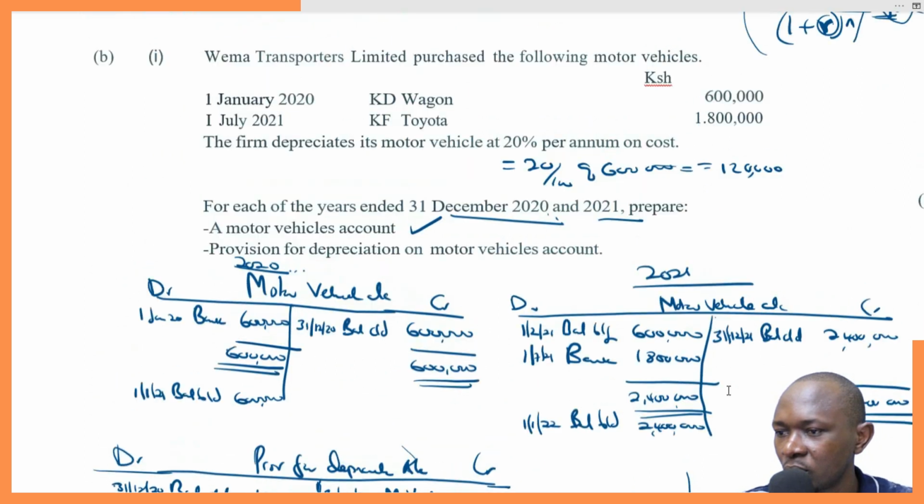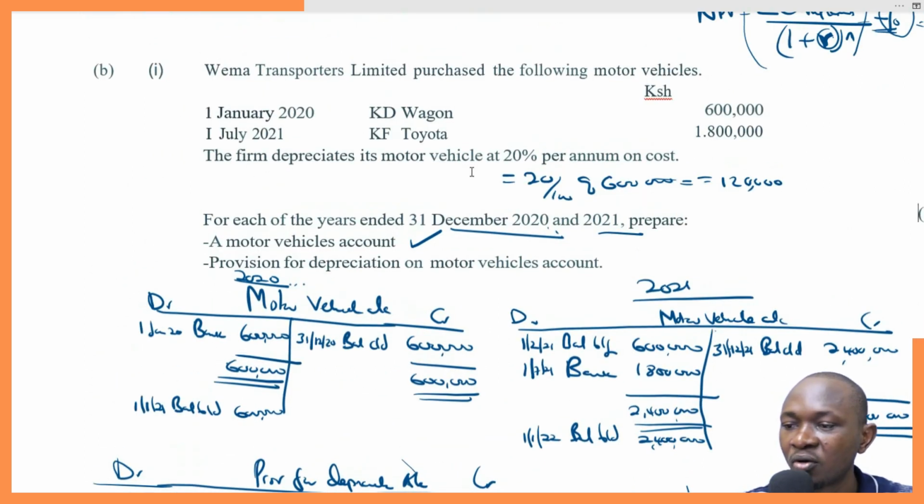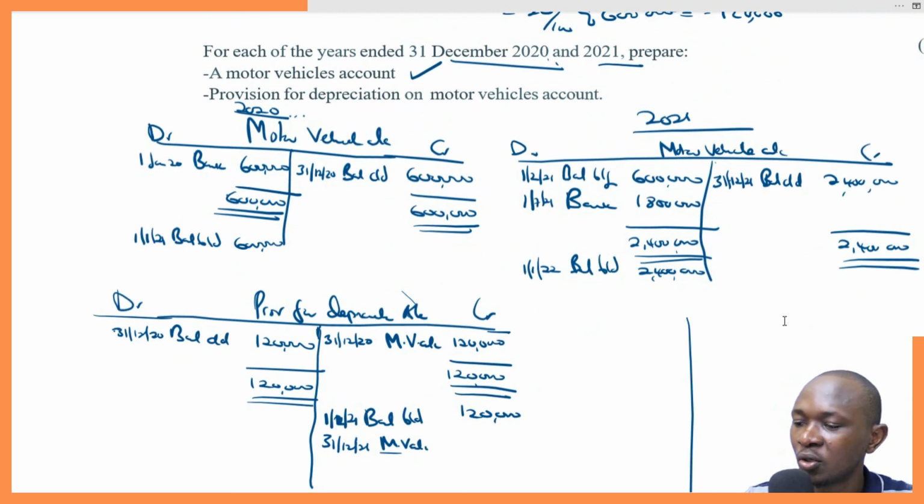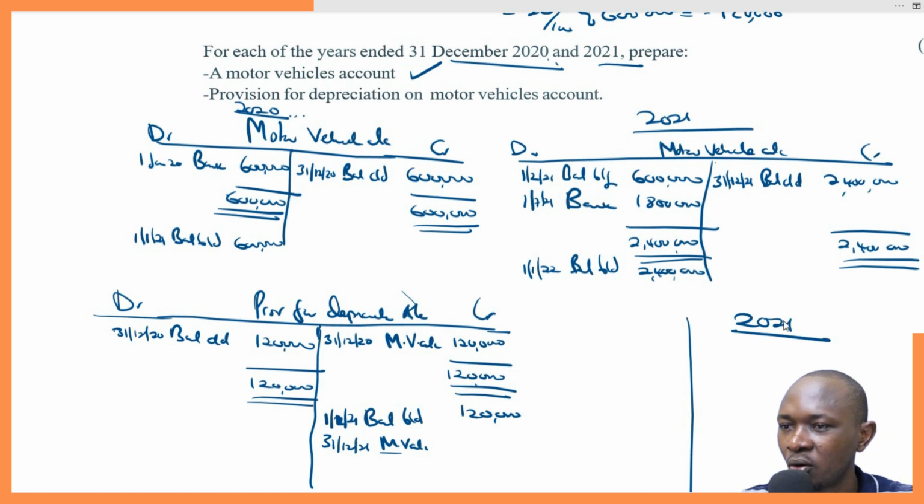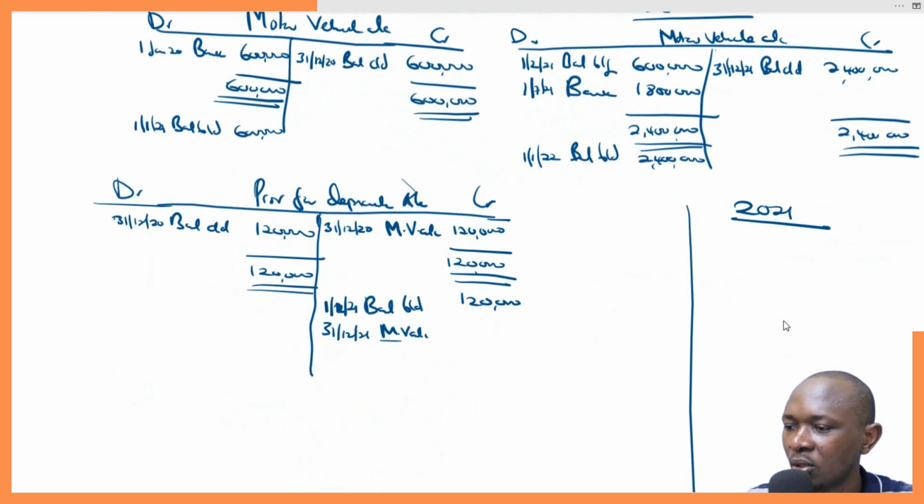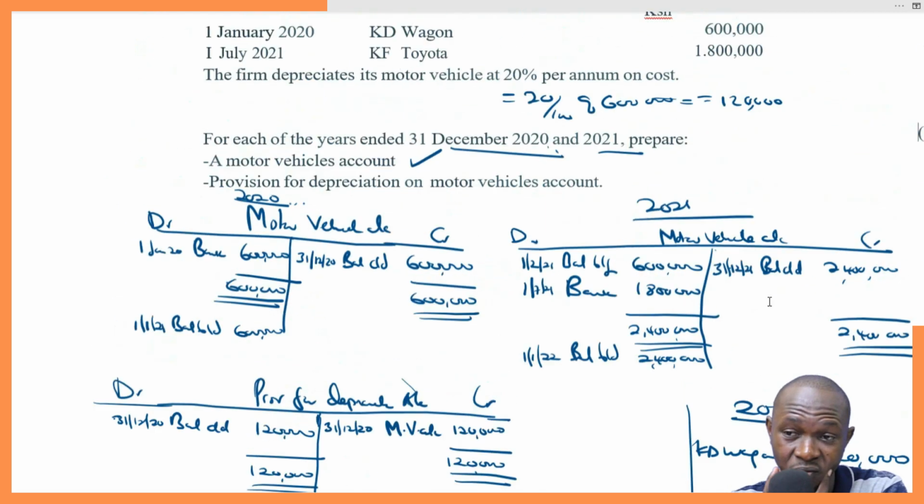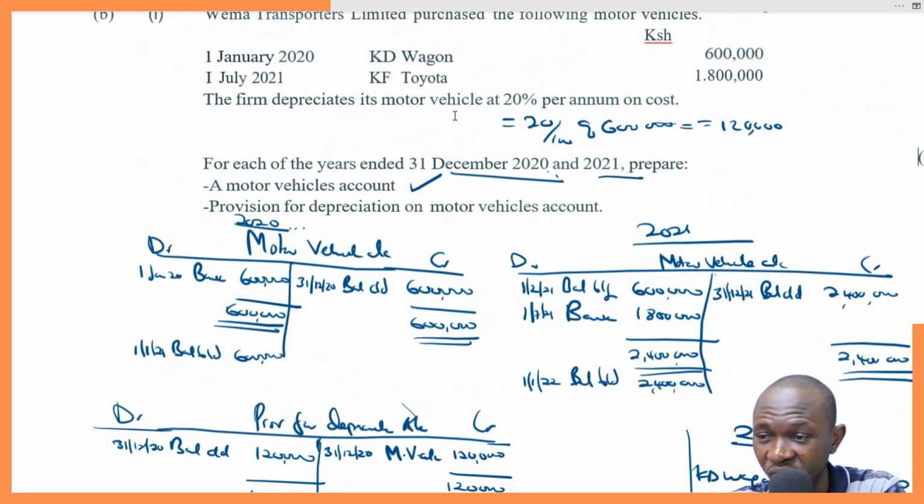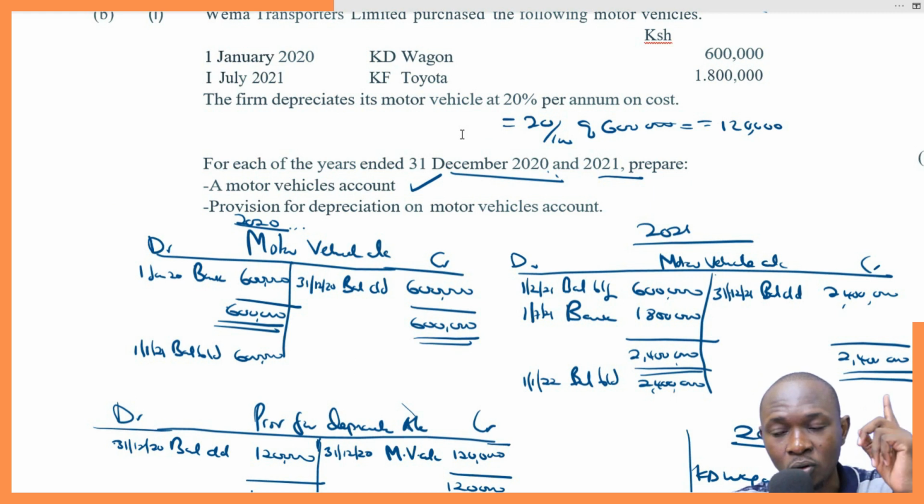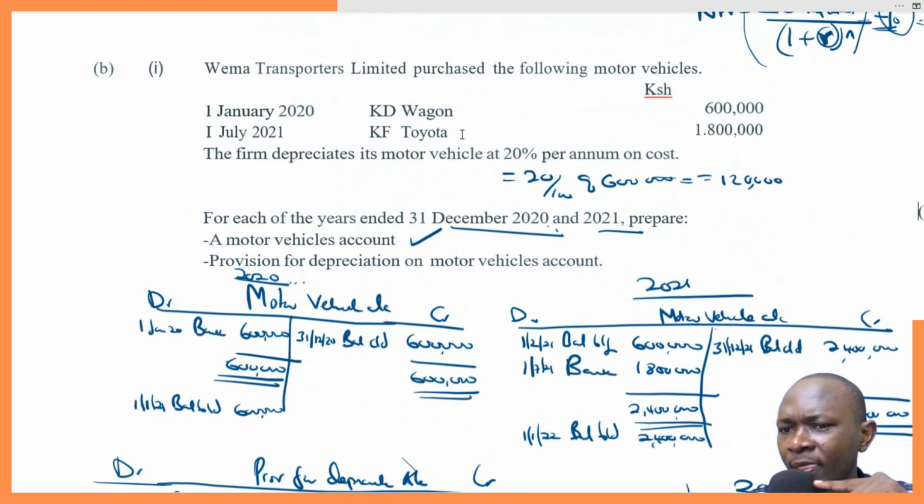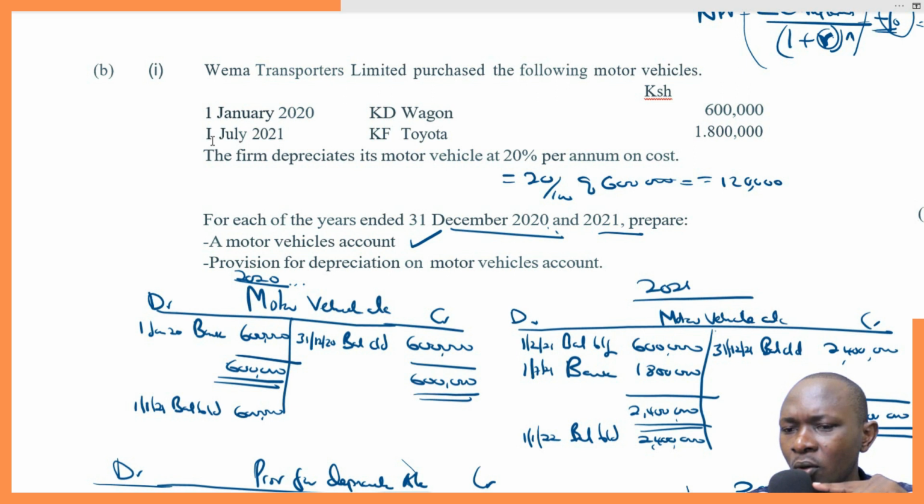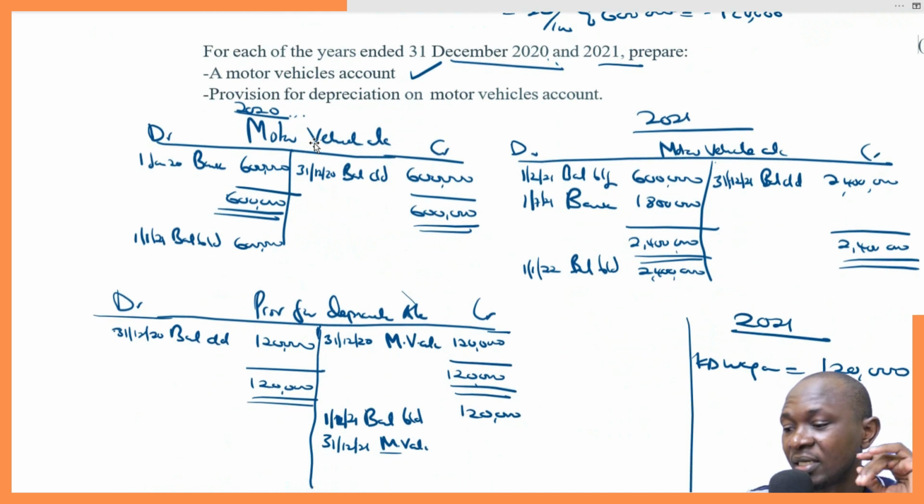In 2021, remember, the farm depreciates its motor vehicle 20% per annum on cost. So in 2021, it also means that this first vehicle, the KD wagon, will depreciate by again 120,000, because the farm depreciates its motor vehicle at 20% per annum on cost. Then this other vehicle was bought on 1st July 2021. So it only served for 6 months. KF Toyota.